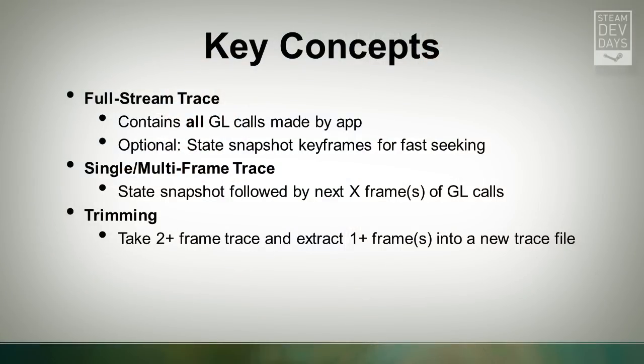If you have a 60 gigabyte capture, like 10 or 20 minutes of a game, with other tools you might have to play back from the beginning all the way to the frame of interest before you can do anything. We want to fix that because we know that's a pain point. We felt it ourselves. A single multi-frame trace is basically either a trimmed trace, a trace that you've taken and extracted one frame or a subset of frames from, or while tracing your game, you've clicked the button in the UI and captured one frame, and you can capture more than one frame too, and keep on doing that.